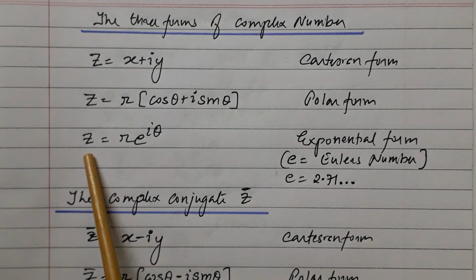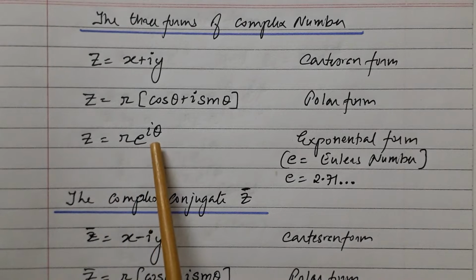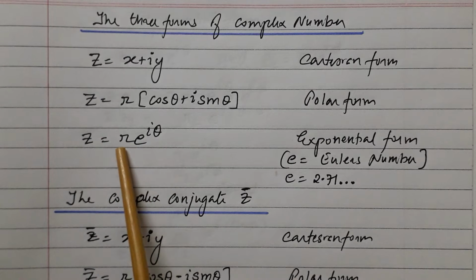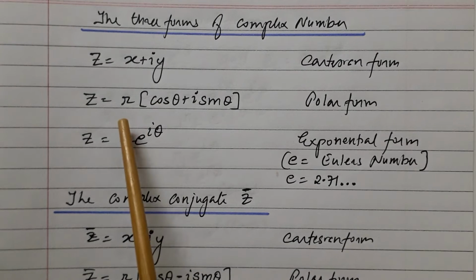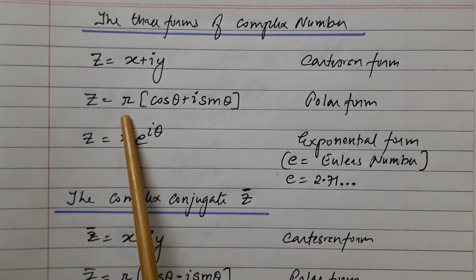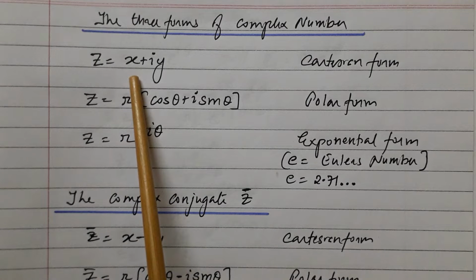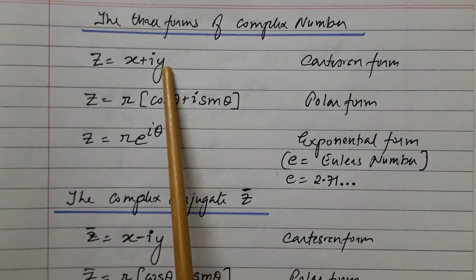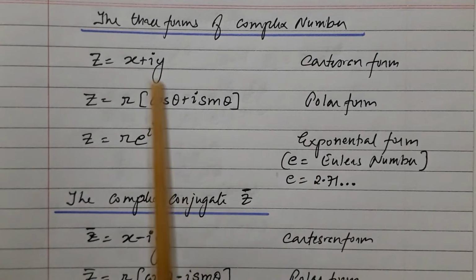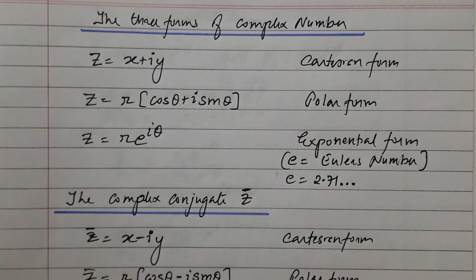So, the exponential form is r e raised to i theta, where r is the magnitude and theta is the argument. Also in polar, r is the magnitude, theta is the argument, and here x is the real part and y is the imaginary part of the Cartesian form of the complex number. So these are the three forms.